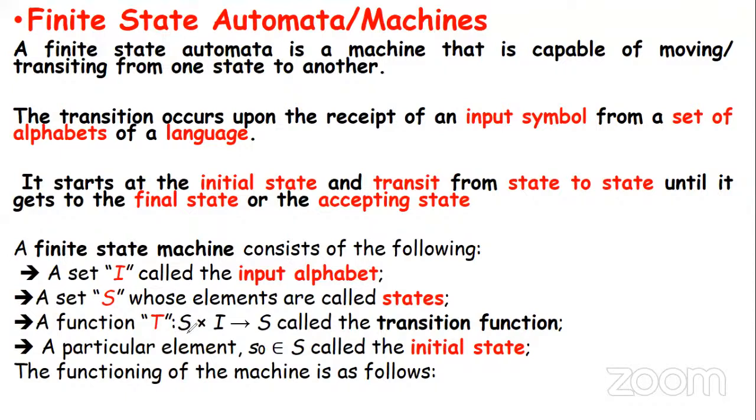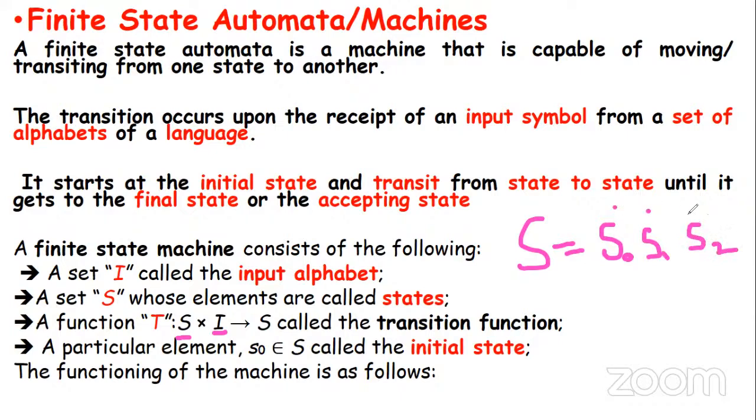So here, you say once you are at a state, and upon the receipt of an input, once you are at a state and you receive an input, that means you are in any state. So S can be any of these: S0, S1, S2, etc.